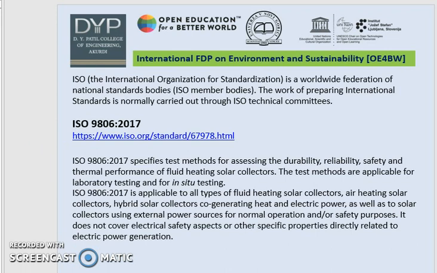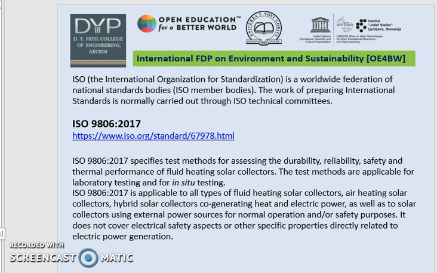ISO 9806:2017, the link is given here. This specifies the test methods for assessing the durability, reliability, safety and thermal performance of fluid heating solar collectors. The test methods are applicable for laboratory testing and for in situ testing.